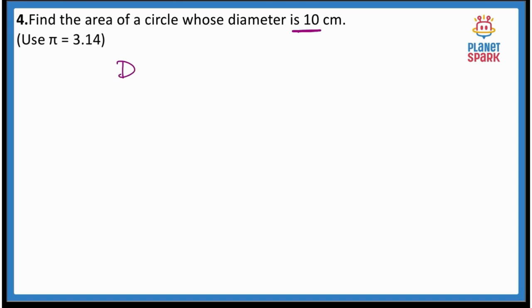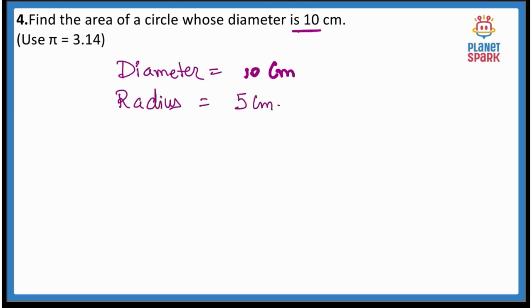I have to find out the area of the circle. The diameter of the circle is given to me as 10 centimeter. If the diameter of the circle is 10 centimeter, then the radius of the circle is going to be half the diameter. We are given the diameter, I have to find out the radius. So the radius is going to be 5 centimeter.